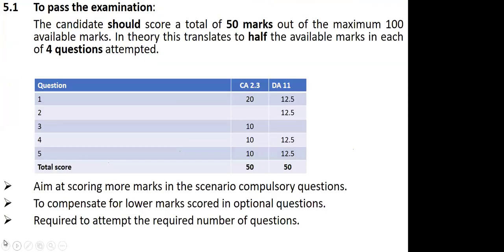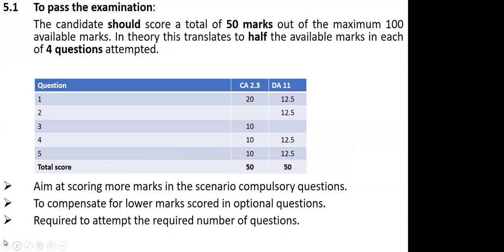Now, the pass mark for both papers is 50 out of 100 marks. Okay, it's 50 out of 100 marks, which means in theory, you must get 50% of the marks in each of the 4 questions that you attempt. For the CA2.3, you must get a minimum of 20 marks for the compulsory question and 10 marks each in the optional questions to give you the required 50% to pass the examination.